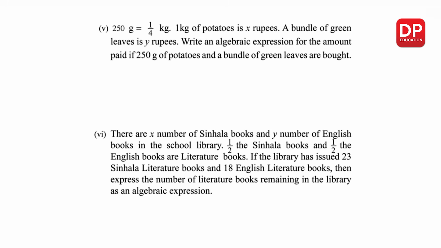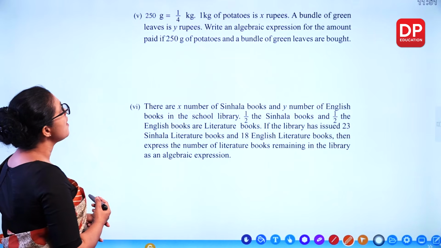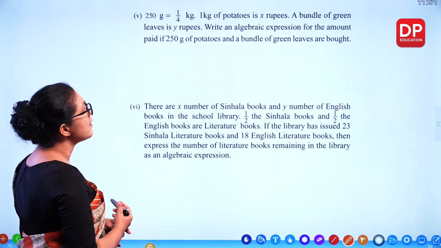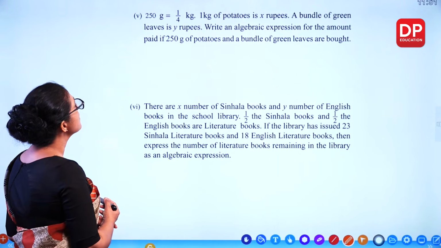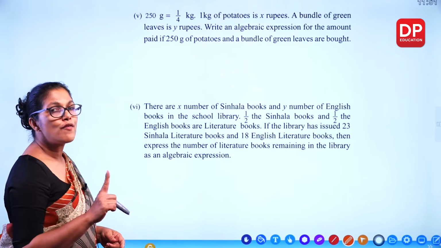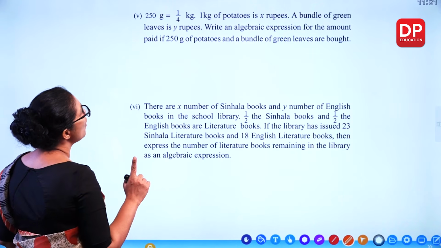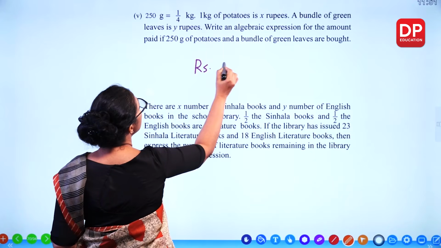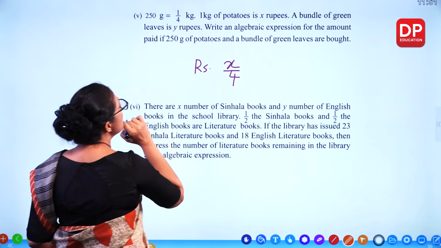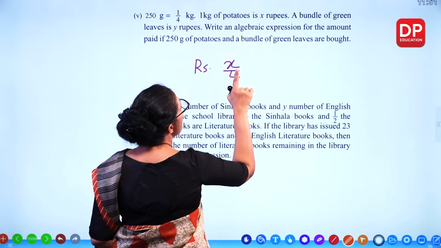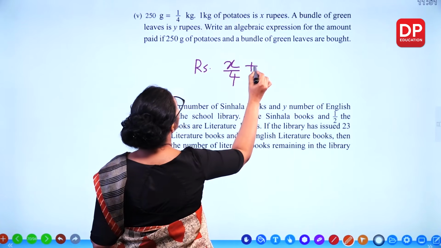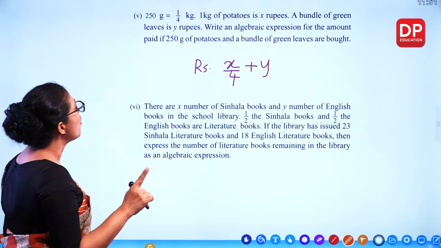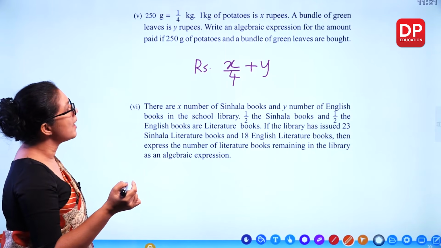250 grams means 1/4 of a kilogram. 1 kg of potato is X rupees. A bundle of green leaves is Y rupees. Write an algebraic expression for the amount paid if 250 grams of potatoes and a bundle of green leaves are bought. So what's the total price? 250 means 1/4 of a kilo. Kilo is X, so we need X over 4 for potatoes. And a bundle of green leaves, that's Y. So the total amount paid is X over 4 plus Y.